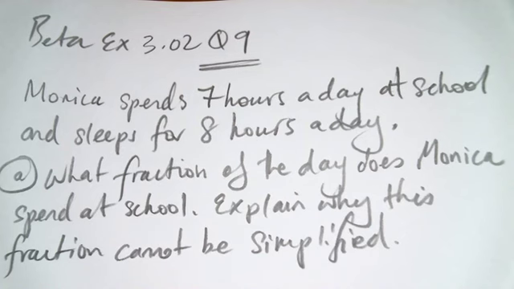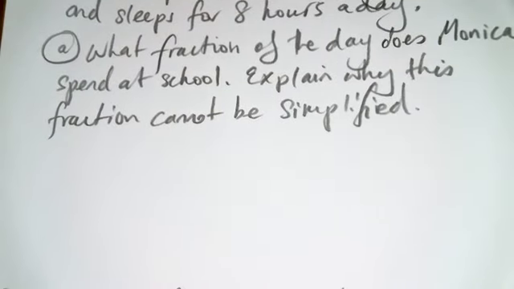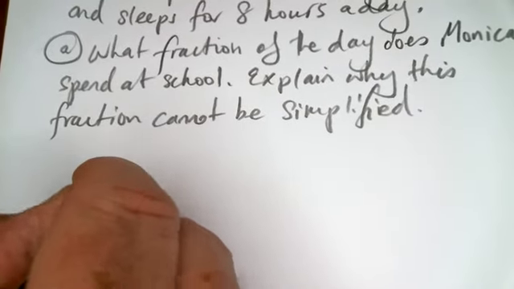Beta exercise 3.02 question 9 reads, Monica spends 7 hours a day at school and sleeps for 8 hours a day. What fraction of the day does Monica spend at school? And explain why this fraction cannot be simplified. So the first thing we've got to say is, well, how many hours are there in a day? Well, there are in fact 24 hours in a day.